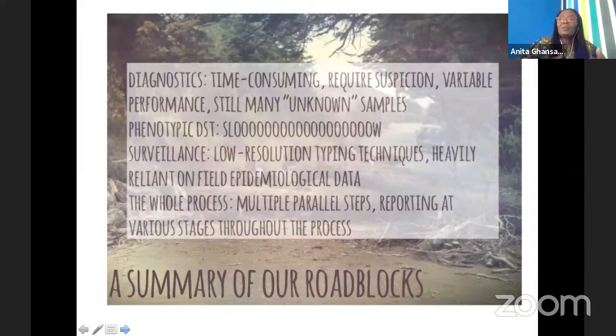Now, coming up with the exact phenotype is very, very slow. It takes days, especially for diagnosis like TB. And then the surveillance that we currently do are very low resolution because we are using genotyping or methods that are low resolution and then relies a lot on epidemiological data. So the whole process is very complex. There are so many parallel steps and reporting at various stages. And so these roadblocks we need to surmount.